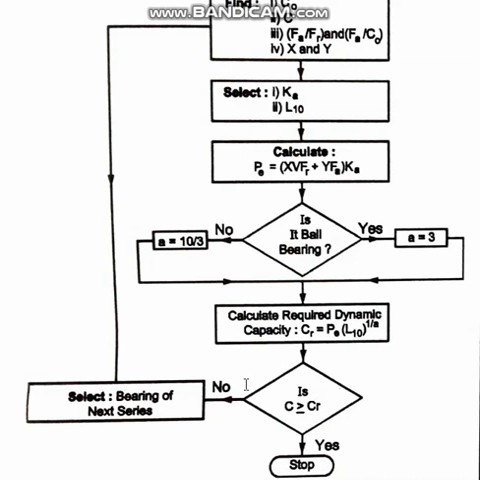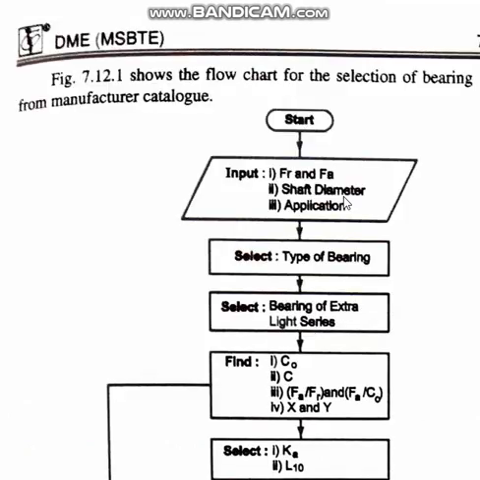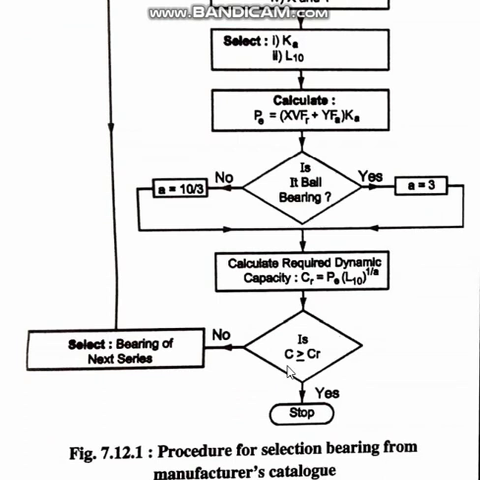If it is less, then you have to select the next series, and then you have to go back. Oh, this arrow should not be downward, it should be up. You have to go back and do all the calculations from this box onwards. Okay, this is how you have to choose. Depending upon what is asked, you can answer.